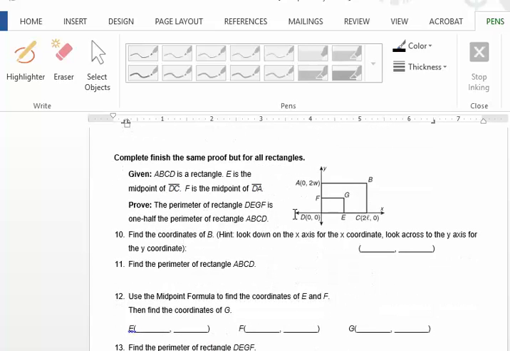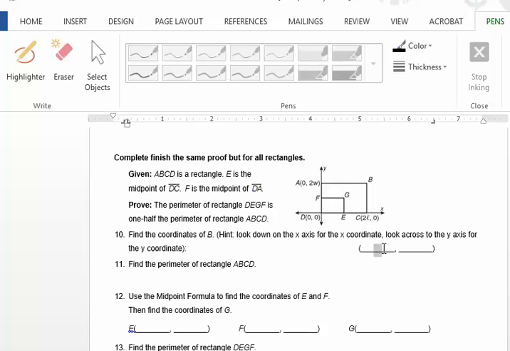Now when you do this one, it's almost the same thing, but the difference is that we don't have numbers for our coordinates. We have variables. So the first one says to find the coordinates of B, point B up here. So that's going to be similar to what you've already done. The x value of this point, you go straight down and you can see that C has an x value of 2L. That's going to be the same as for B, 2L.